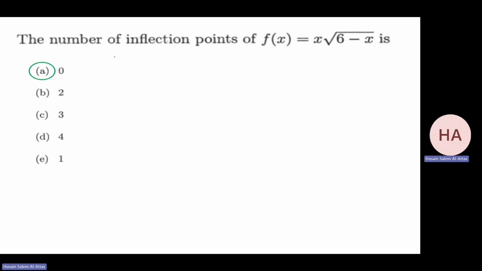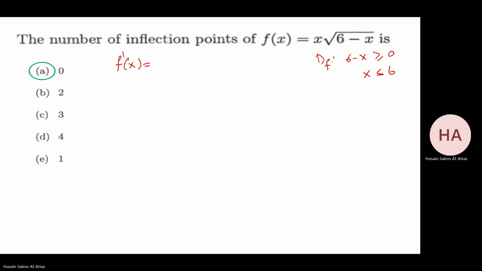Okay, let us do the calculation. First, what's the domain? The domain of f. I have 6 minus x greater than or equal to 0. That means x less than or equal to 6. So this is my domain. Now find f prime. Need to do the calculations.